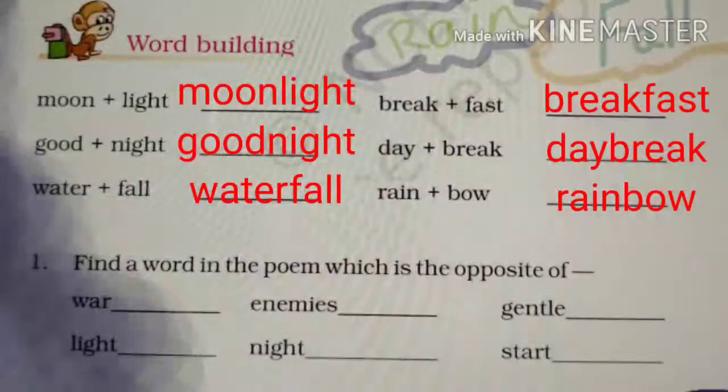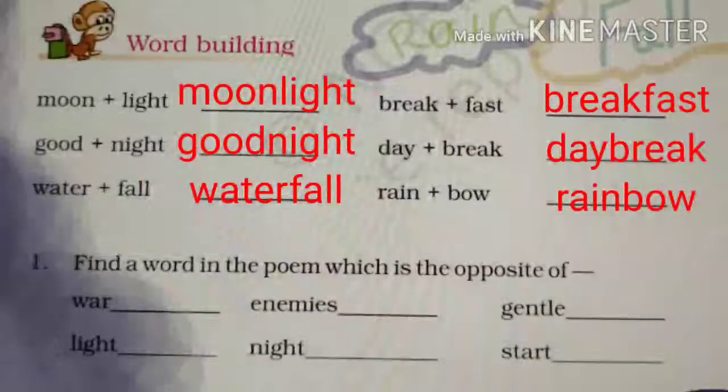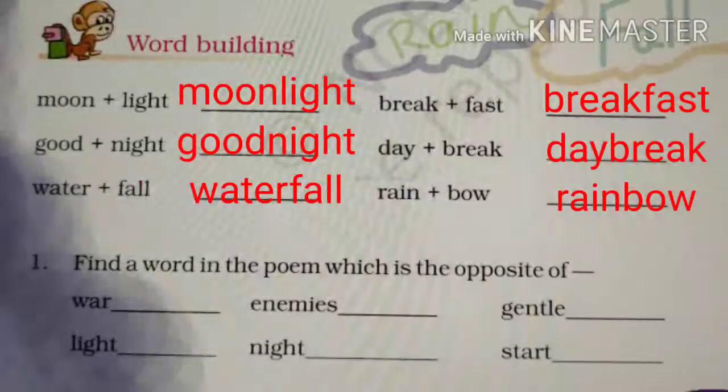Next word is break plus fast. When we join break and fast, then it will be breakfast. The correct spelling of breakfast will be B-R-E-A-K-F-A-S-T, breakfast. Our next word is day plus break. Day plus break. When we join day and break, then it will be daybreak. So the correct spelling will be D-A-Y-B-R-E-A-K. Next word is rainbow. Rain plus bow. When we join rain plus bow, then it will be rainbow. R-A-I-N-B-O-W.